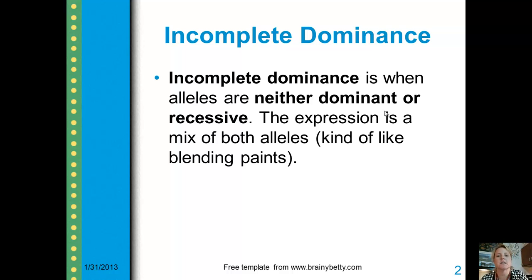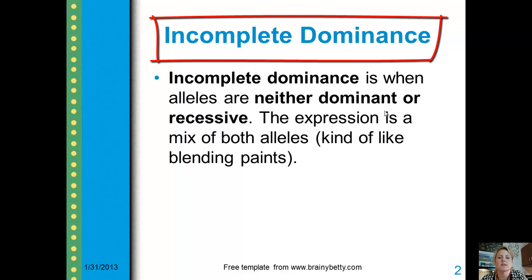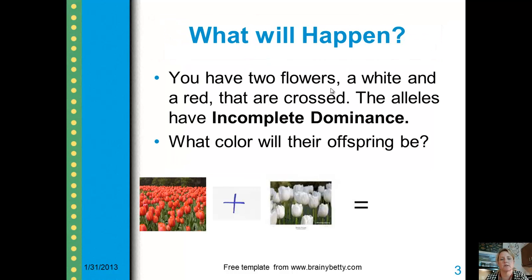The first exception is incomplete dominance, which says that the alleles are neither dominant nor recessive, but mixed. Think of incomplete dominance kind of like blending paints. Let's look at an example of what this means.